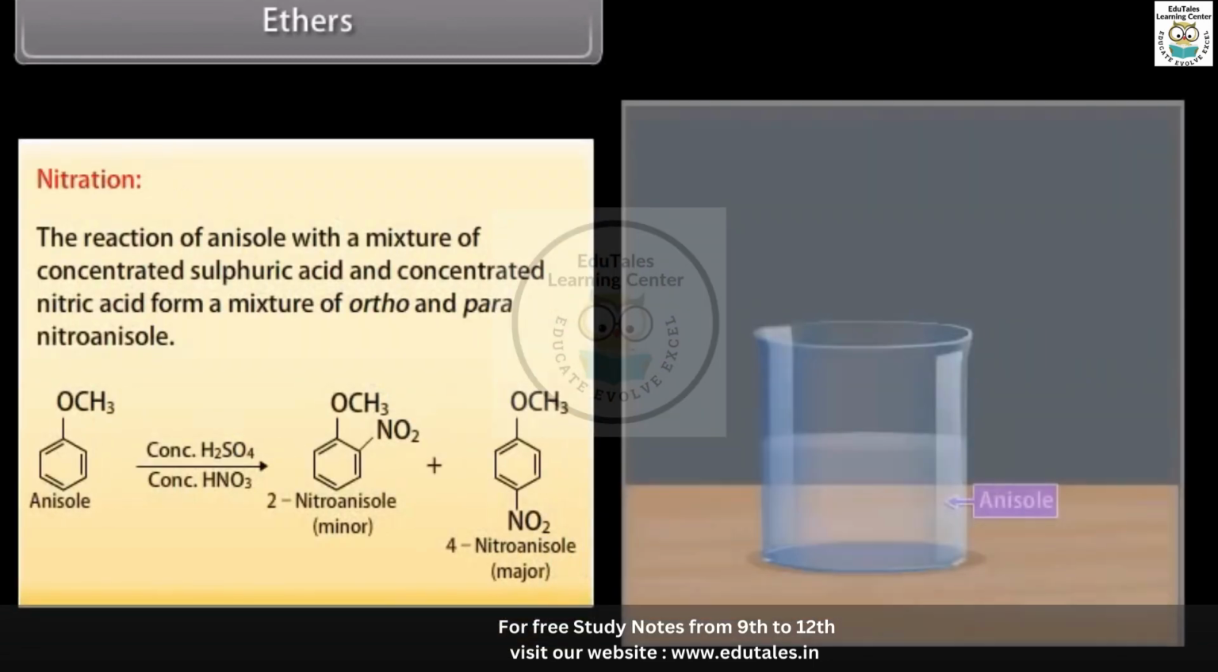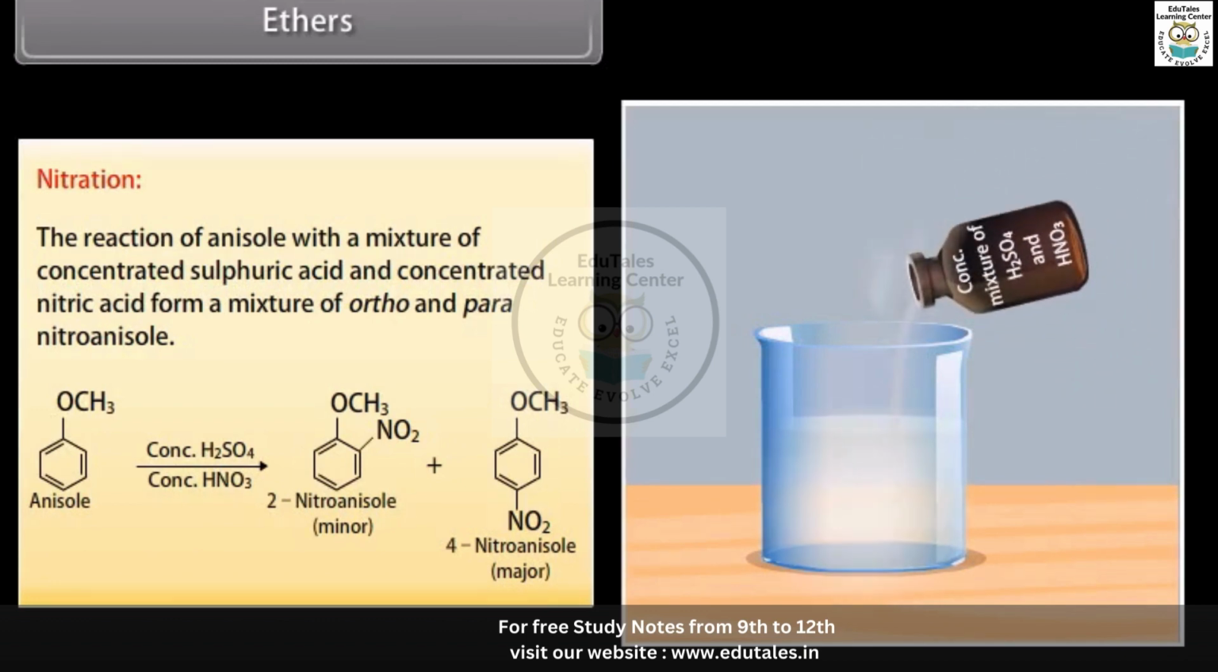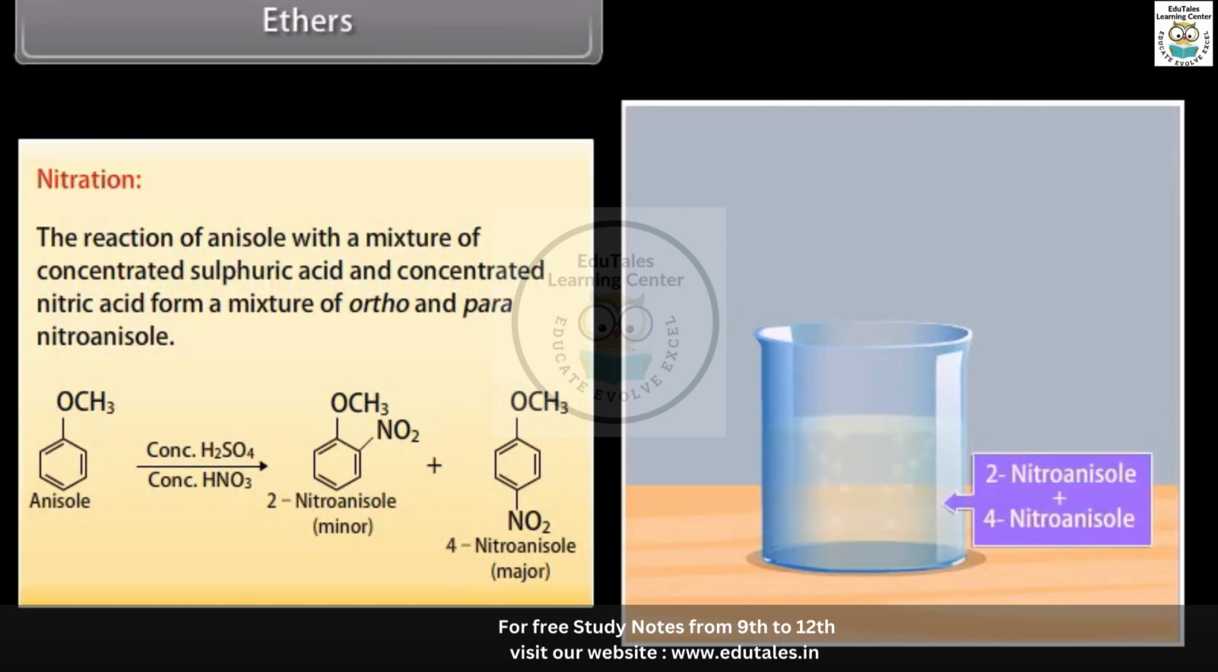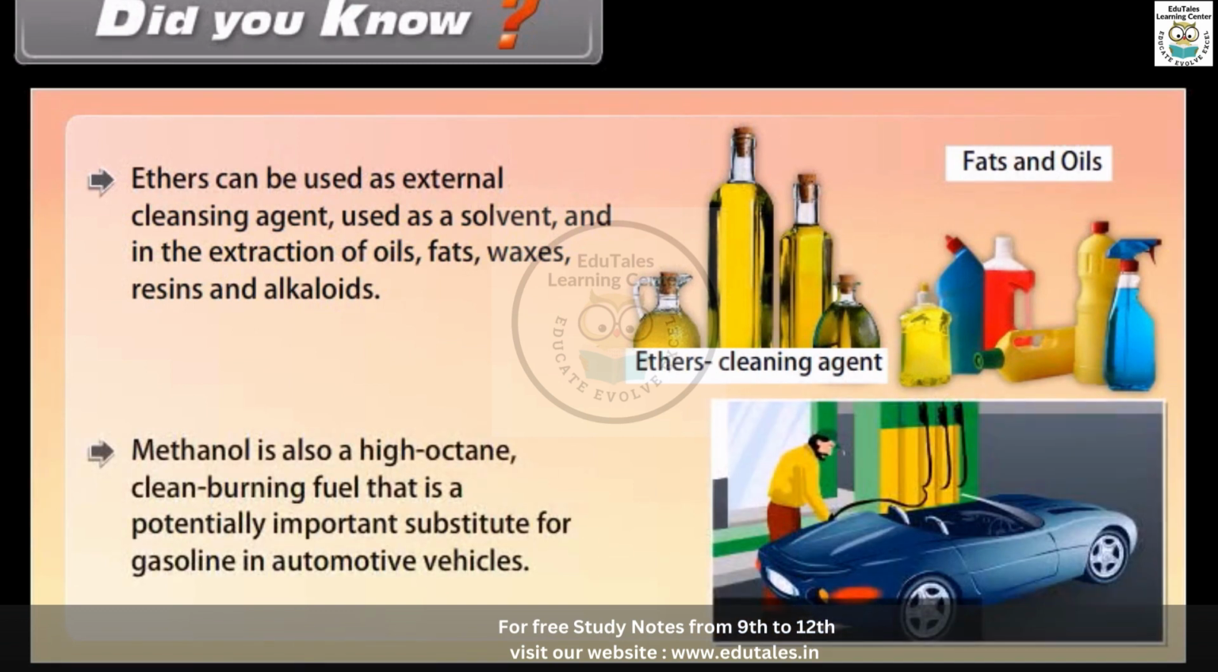Nitration. The reaction of anisole with a mixture of concentrated sulfuric acid and concentrated nitric acid forms a mixture of ortho and para-nitroanisole. Did you know? Ethers can be used as an external cleansing agent, used as a solvent, and in the extraction of oils, fats, waxes, resins, and alkaloids. Methanol is also a high-octane, clean-burning fuel that is a potentially important substitute for gasoline in automotive vehicles.